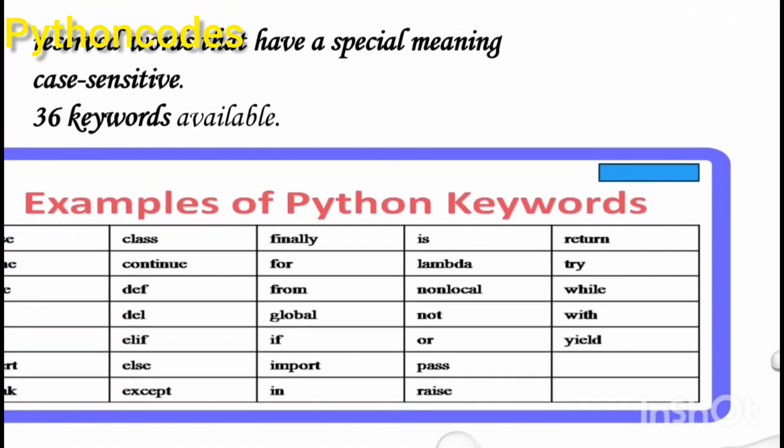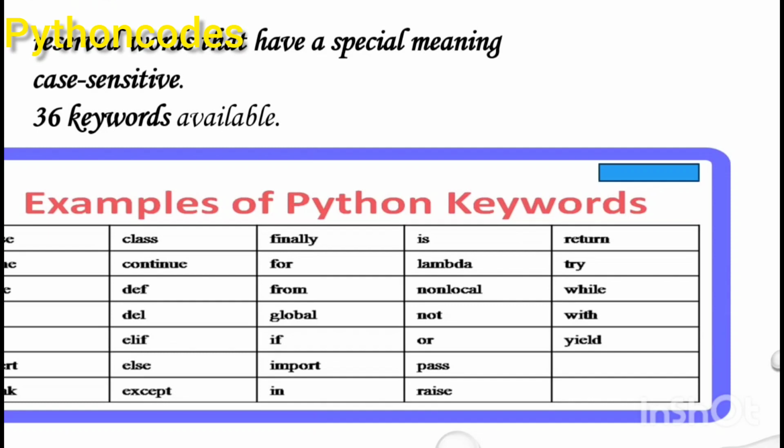A keyword is nothing but a reserved word that has a special meaning associated with it and can't be used for anything but that specific purpose. Each keyword is designed to achieve specific functionality. We know that it is a reserved word we can't use for any other purpose, and keywords are case sensitive, and there are 36 keywords available in Python.